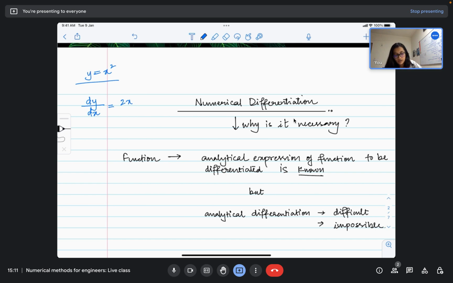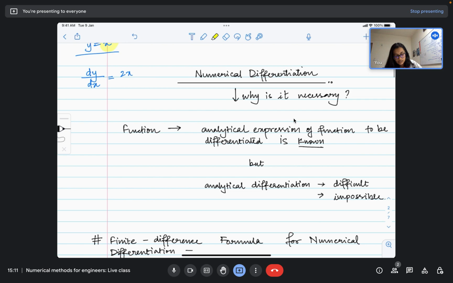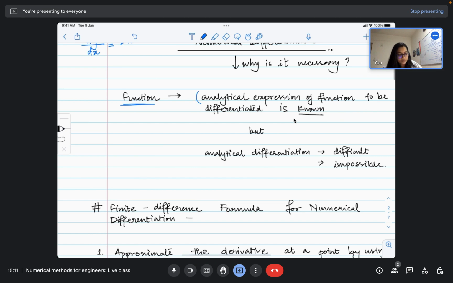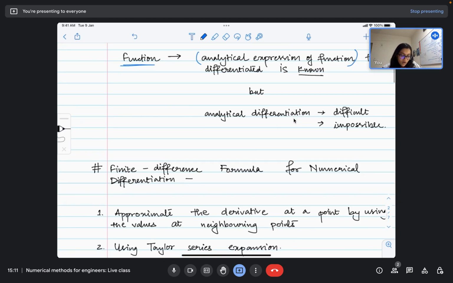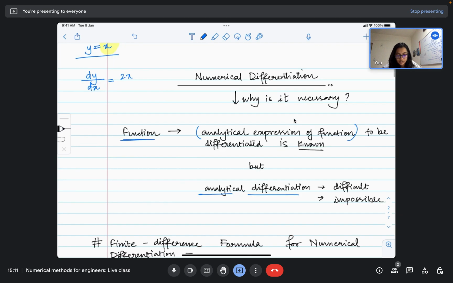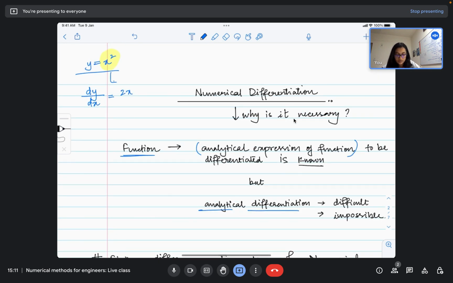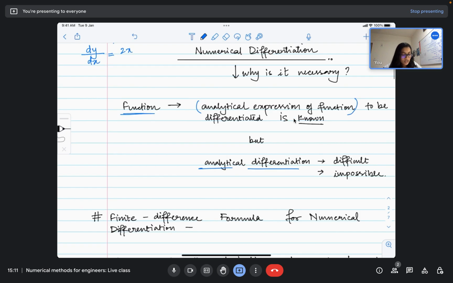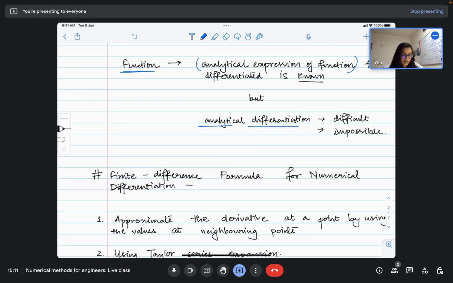But what if the function that is available to us, in this case the example we took was x square, what if this function is complicated to a certain level, such that the analytical expression of this function, which is to be differentiated, is known, but to perform that analytical differentiation as we performed here, that when it is x squared, we differentiate it and get 2x, is either difficult or complicated to a level that it is impossible.